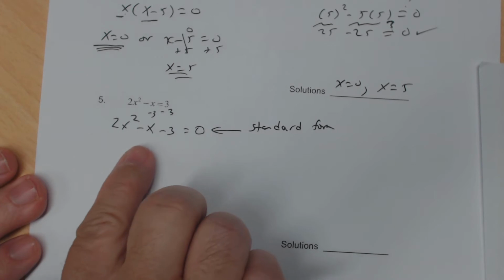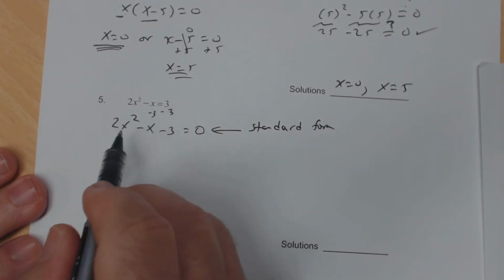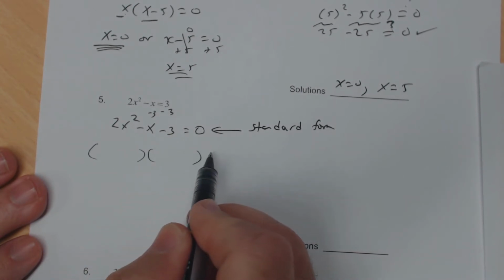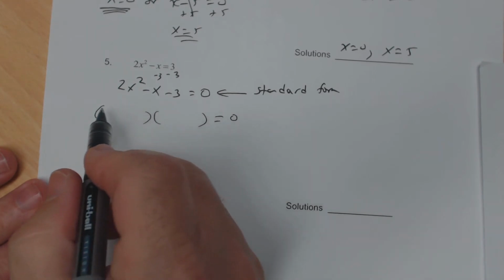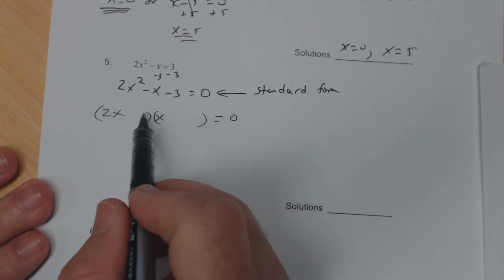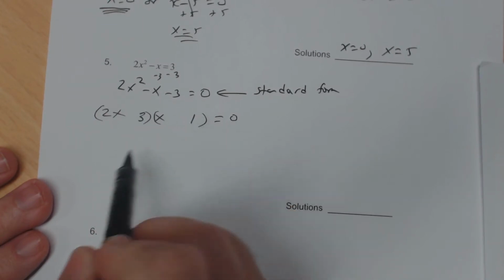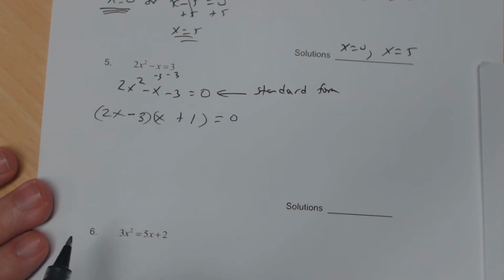Once you put it in standard form, the next step is to factor. The GCF on the left side is 1. So I'm going to go directly to the two binomials, and don't forget that is equal to 0. You've got to say equals 0. 2x times x. Let's see, what's going to work will be 3 here, 1 here, and this would have to be negative, and this would have to be positive.